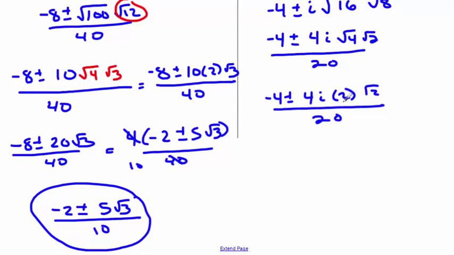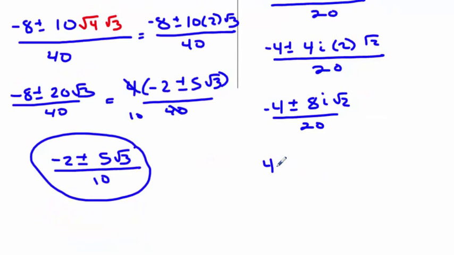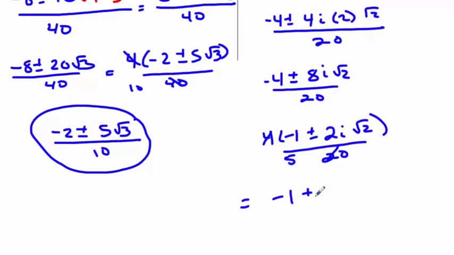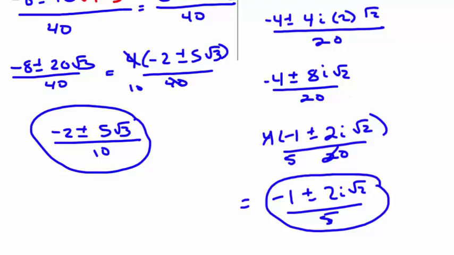And we know that 4 times 2 is 8, so that's negative 4 plus or minus 8i square root of 2 over 20. You can factor a 4 out, so you're going to have 4 times negative 1 plus or minus 2i square root of 2 over 20. And if you divide that 4 at the top and bottom, you're going to be left with negative 1 plus or minus 2i square root of 2 over 5. Okay, let's check out the next page.